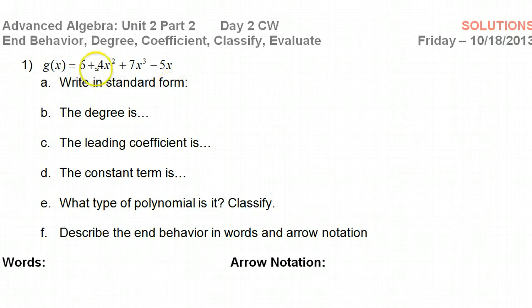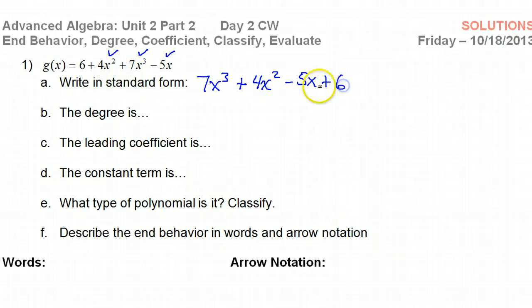Standard form. The key thing about standard form is it should be in descending exponent order. So, highest first. So this one should be 7x to the third power, and then plus 4x squared, because that's the next exponent. And then minus 5x. And finally plus 6. Okay, descending exponent order, that's standard form.